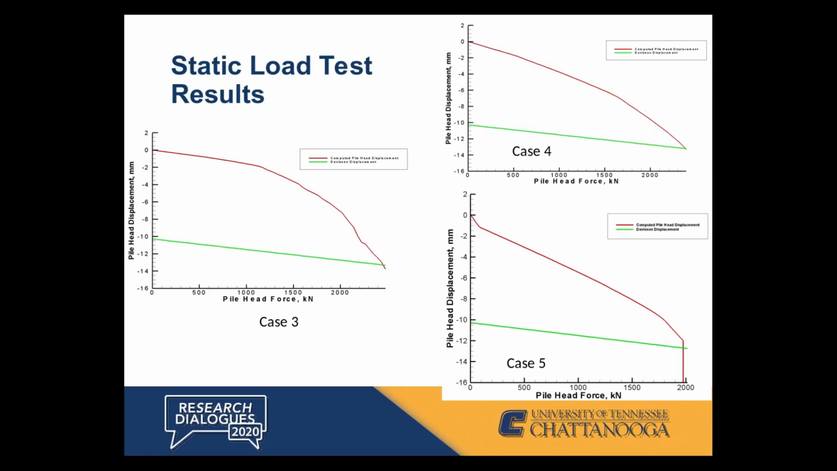Static load test results. Actually, the original static load test was a little above 3,000 kilonewtons for the Davisson load. You will see that cases 3 and 4 are closer to that than case 5. Case 5 is interesting. It's the full layering. It is almost identical to the CAPWAP result. It is also the only case where we saw plunging failure to achieve the Davisson criteria. The original static load test, as you may remember, actually did that.